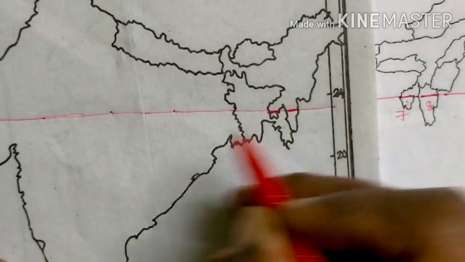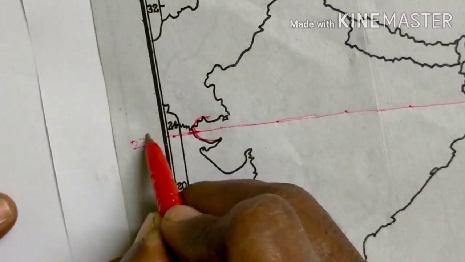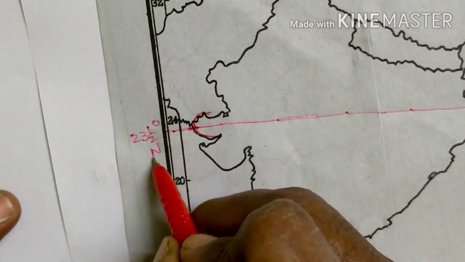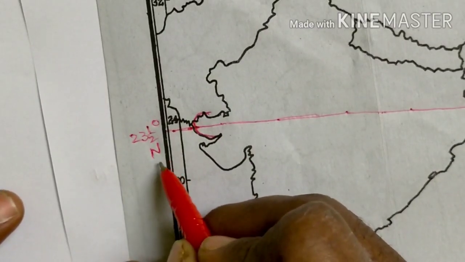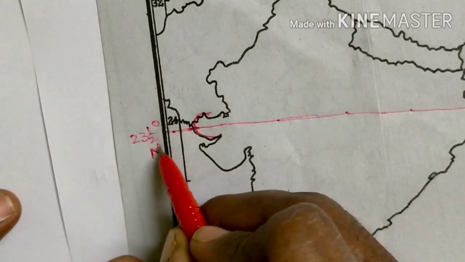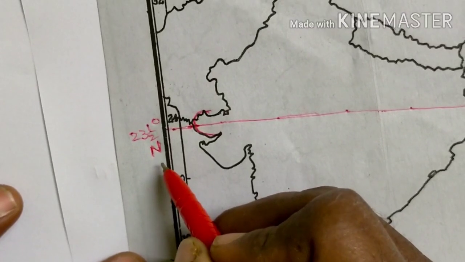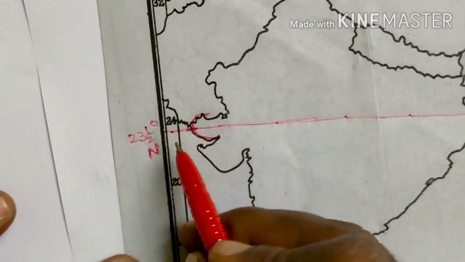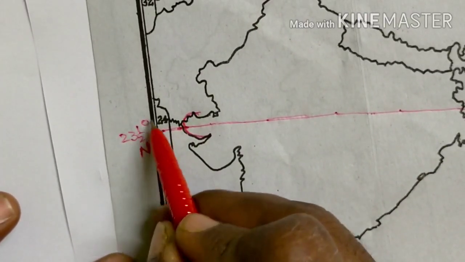Okay, right here, 23 N, north. Don't forget to write north. You should write north because there is another latitude, 23 and half degrees south, that is Tropic of Capricorn. So you should write this letter N beside the 23 and half degrees. This is the trick.